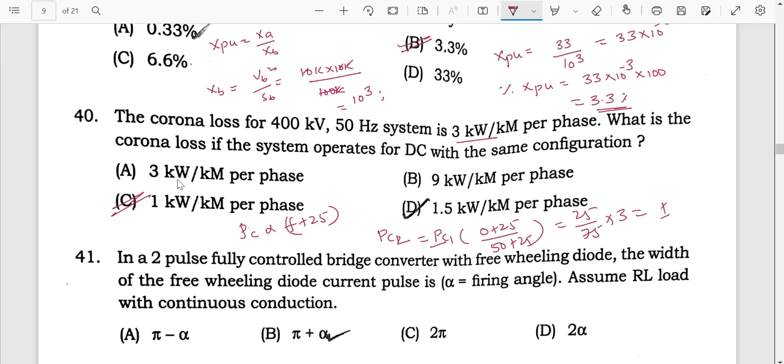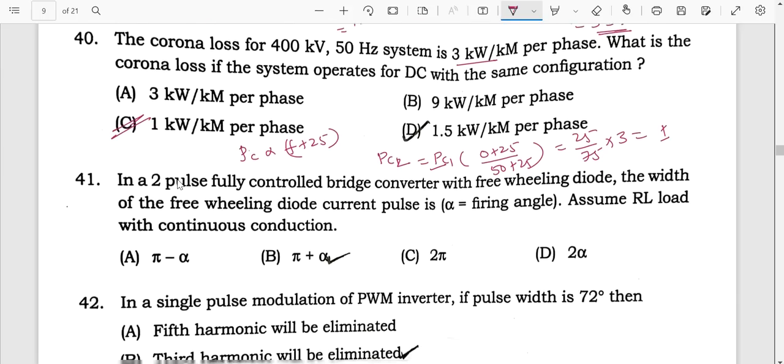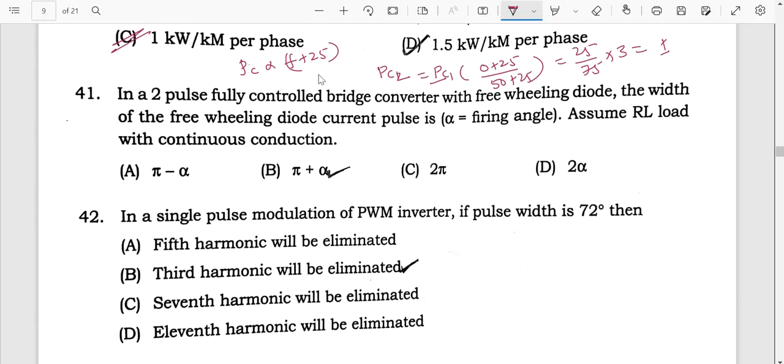That's why I'm not reading the question here. Okay, next one. In a two-pulse fully controlled bridge converter with a freewheeling diode, the width of the freewheeling diode current pulse is? Alpha is the firing angle, assuming an RL load in continuous conduction mode. These same kinds of questions are there in the ISRO paper. The examiner thinks that the question papers from ISRO or other examinations can simply be copied and given to you. So the answer is 2 alpha here.